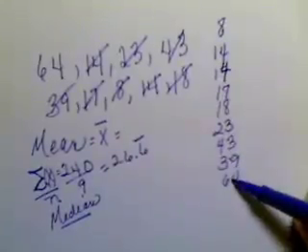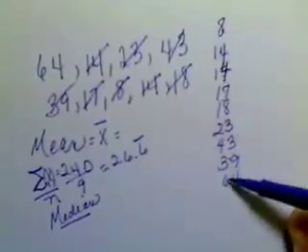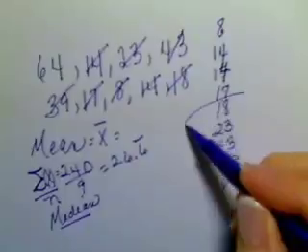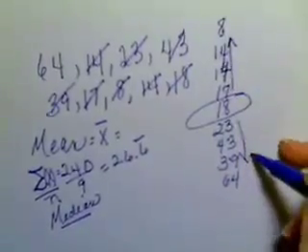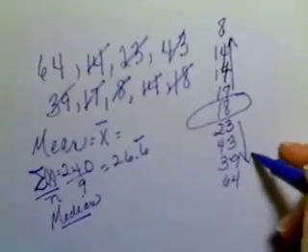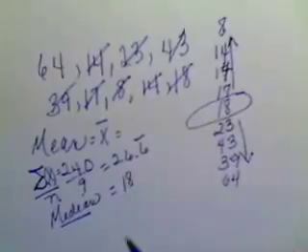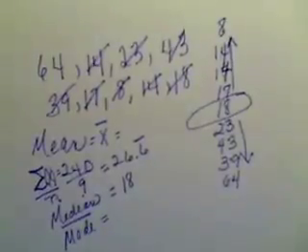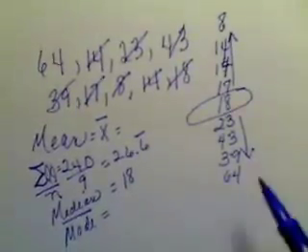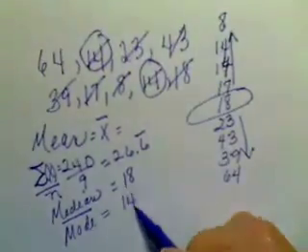and I find the middle. If there's an odd number, it's easy to get the middle. There will be 4 above and there will be 4 below when I have 9. So the median is 18. The mode is the number that appears most often, and out of this group there is only one mode, and that is 14 because it appears twice.